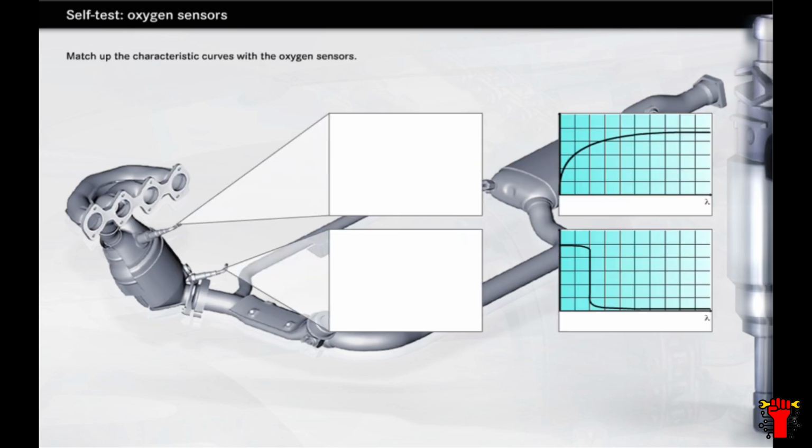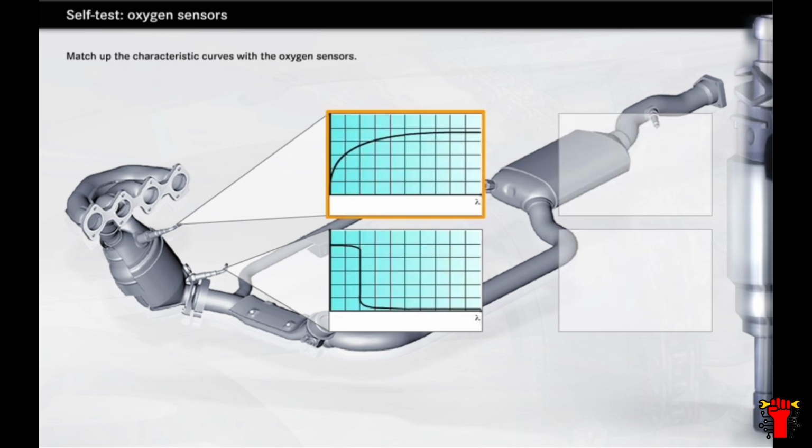As already mentioned, the oxygen sensor upstream of the three-way catalytic converter measures the residual oxygen content across a broad lambda range, while the oxygen sensor located downstream only measures the efficiency of the catalytic converter in homogeneous mode, when the lambda value equals 1. The broadband oxygen sensor measures the residual oxygen content in the exhaust gas from the engine. The 2-point oxygen sensor checks the efficiency of the 3-way catalytic converter in homogeneous mode.